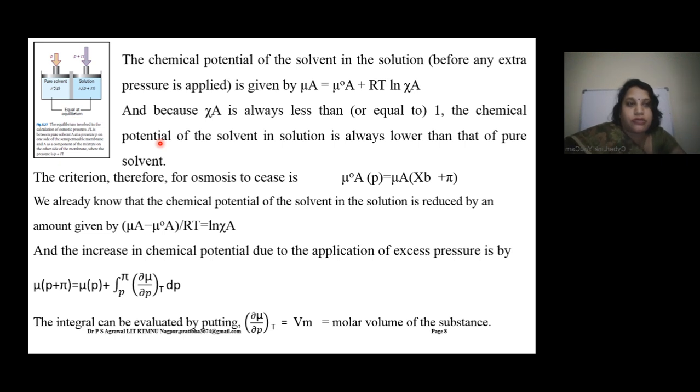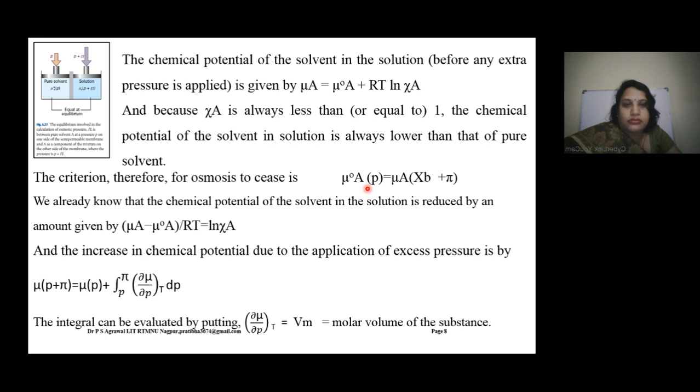The nature of osmosis and its magnitude can be understood by examining the chemical potential of the pure solvent and that of the solution. Now we know that for the pure solvent it is written as this, as Xa is always less than 1. Again, the chemical potential of the solvent in solution is always lower than that of the pure solvent. So to prevent osmosis, the process of osmosis will stop when the chemical potential of the solvent increases to the point at which it is equal to that of the pure solvent.